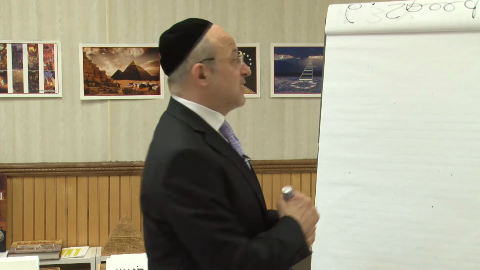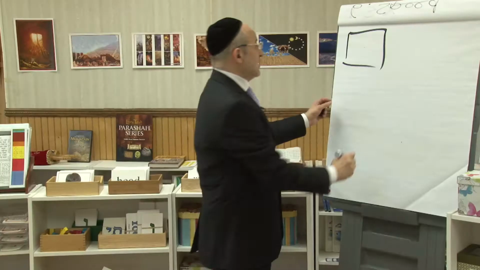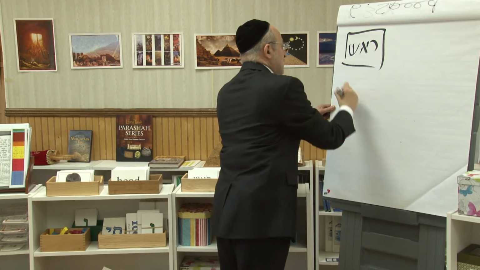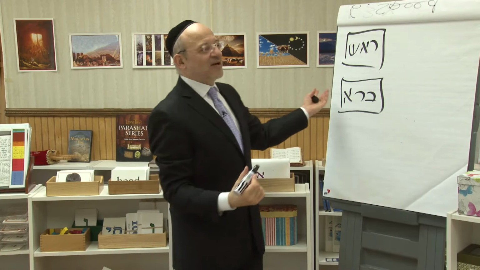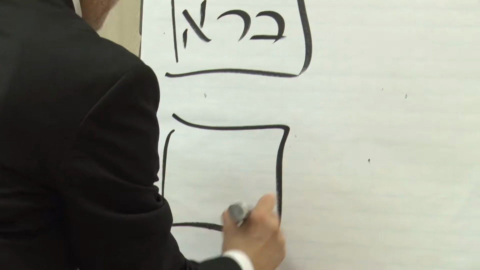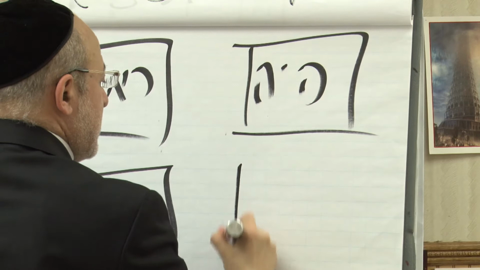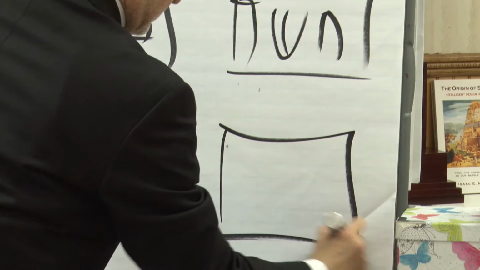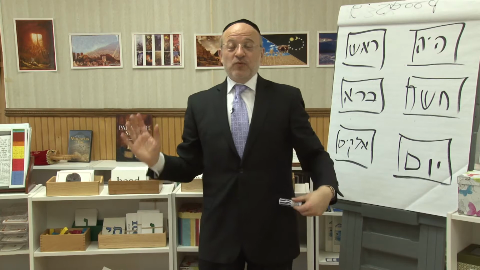Every single day, you gift 3 to 5 new words. Either you have, like here I have a flip chart, and you'll put, let's say, Rosh. Here you'll have the word Bara. And you'll write it neater and not as quickly as I am now. Here you might have Elohim. Here you might have Haya. Here you might have Choshech, etc. Here I'm going to put Yom. So every day we'll teach about 3 to 5 words.